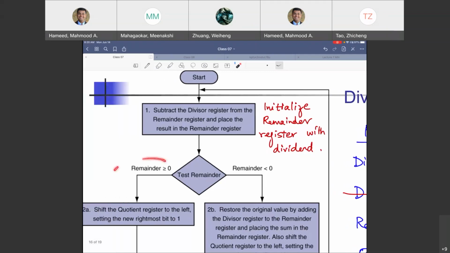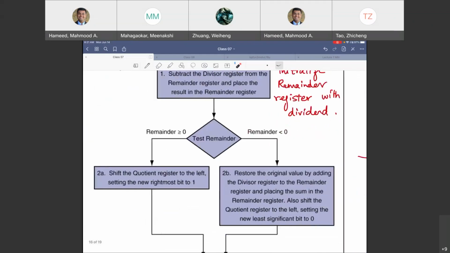Because depending on how that compares, after we do that subtraction, two things can happen. Remainder can be positive, 0 or greater than or equal to 0, or it can be less than 0. If it is greater than or equal to 0, that means that the divisor can go into the dividend, right? If it is less than 0, it means that no, you need to make it bigger. Get one more bit, put a 0 in the quotient, and so on. So that's what we do here.